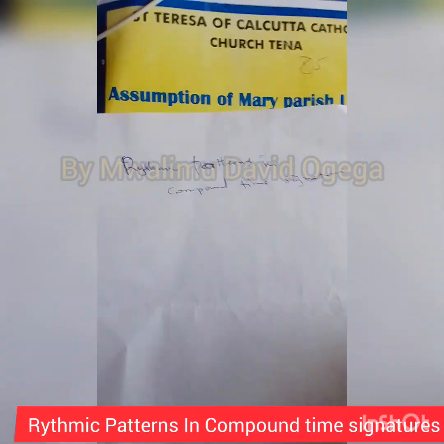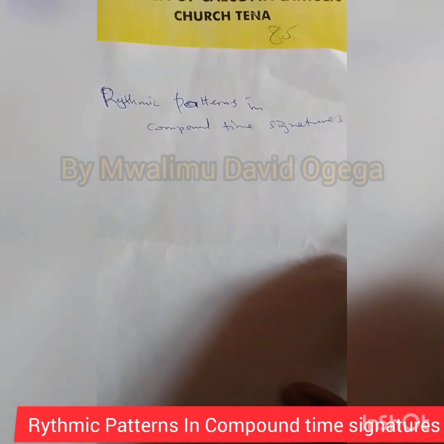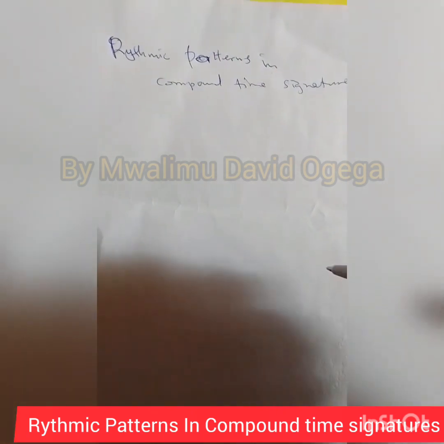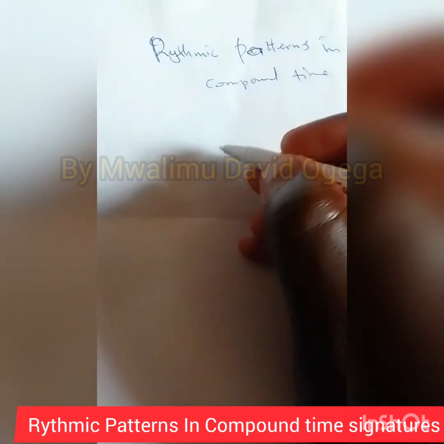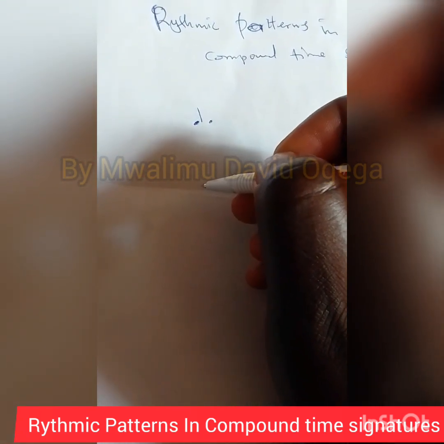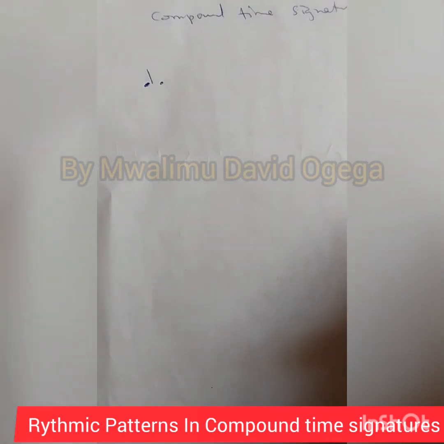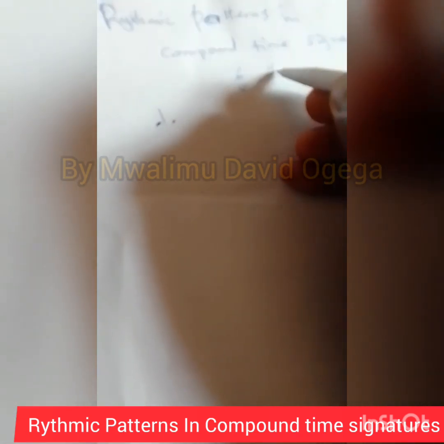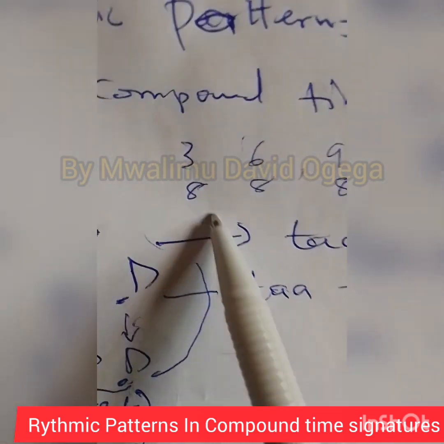Friends, welcome again. I want us to look at the rhythmic patterns found in compound time signatures. First, let us look at the main beat, beginning with the dotted crotchet. The dotted crotchet is the main beat in the compound time signatures, e.g. 6/8, 9/8, 12/8, and 3/8.